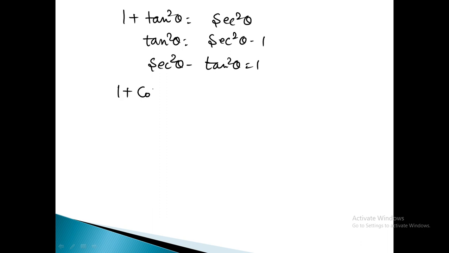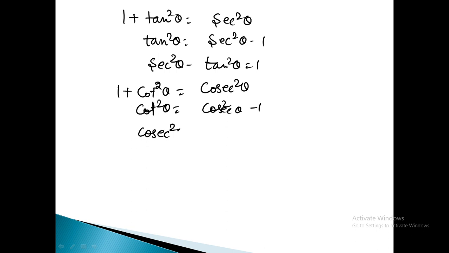And 1 plus cot square theta is equal to cosecant square theta. Or you can say cot square theta is equal to cosecant square theta minus 1. Or cosecant square theta minus cot square theta is equal to 1.